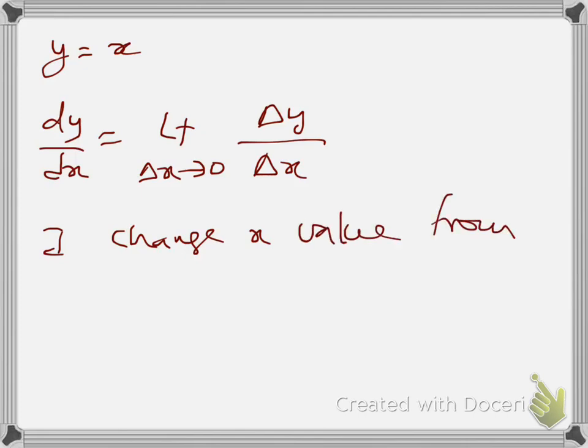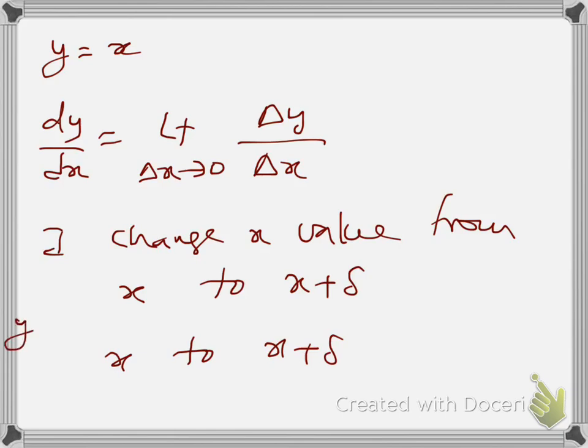From x to x plus delta. Then y value, but y is x only. So y value will also change from x to x plus delta, because y is same as x. So y also changes from x to x plus delta. So what is change in y? Final value minus initial value, delta.